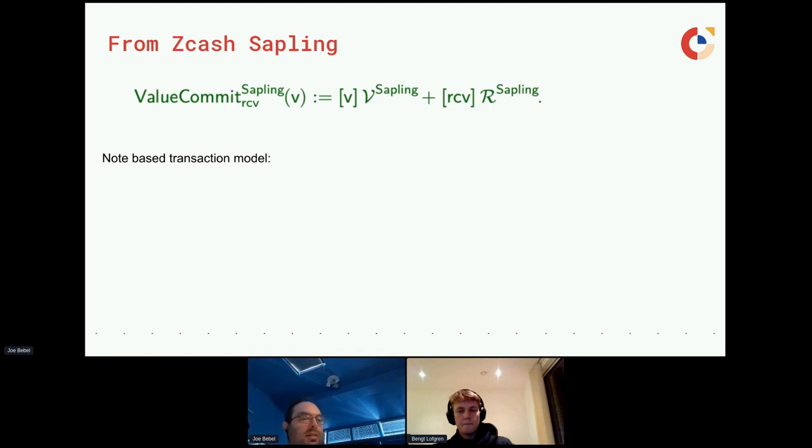And so I took this equation from the Zcash protocol specification, and I wanted to share it first because this is probably the most significant change in the Sapling upgrade for our context, which is using this notion of a homomorphic value commitment.